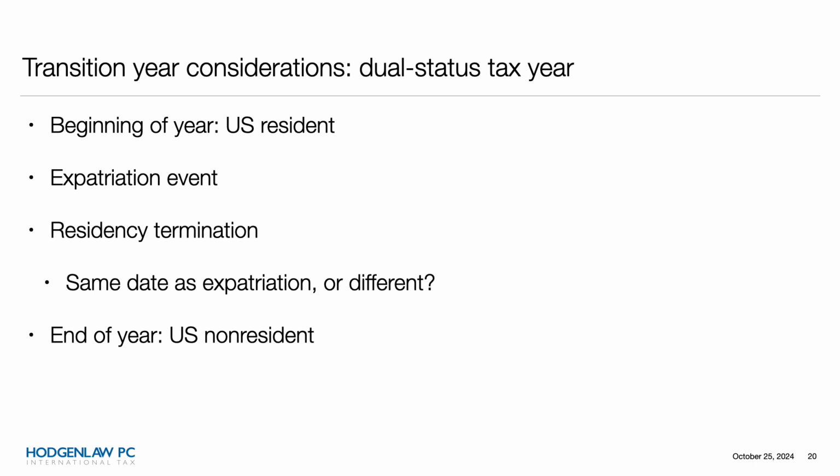Now, individuals cannot file part-year returns in the United States. You have to file a return covering the entire calendar year. So that's why you typically end up with a dual status tax year, showing part of the year as a resident, part of the year as a non-resident, and then you tack on some paperwork to show information about the expatriation event. That's the 8854. There's also some paperwork required to show the residency termination date.